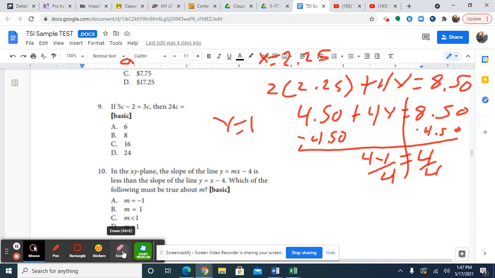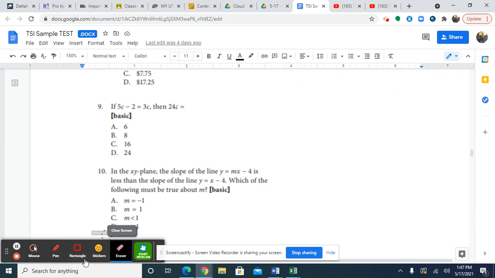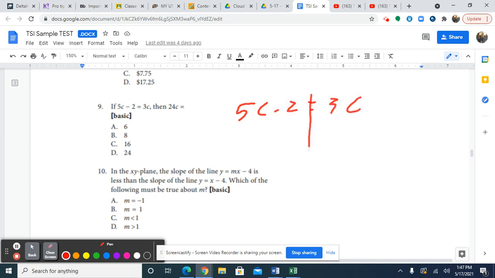Now let's go ahead and go into number 9, where it's telling us 5c minus 2 is equal to 3c. So what's 24c equal to? So 5c minus 2 is equal to 3c. We want variables by themselves, so we're going to subtract 5c on both sides. So we are left with, this cancels out, we're left with negative 2.